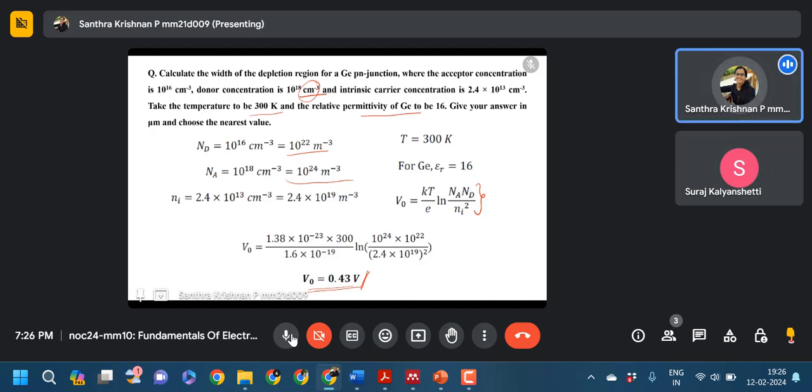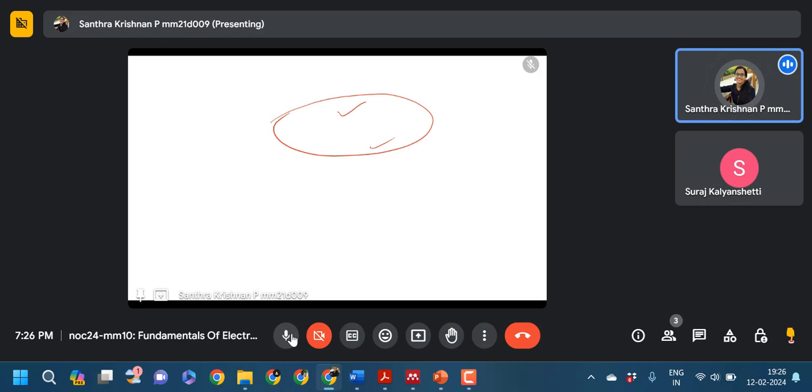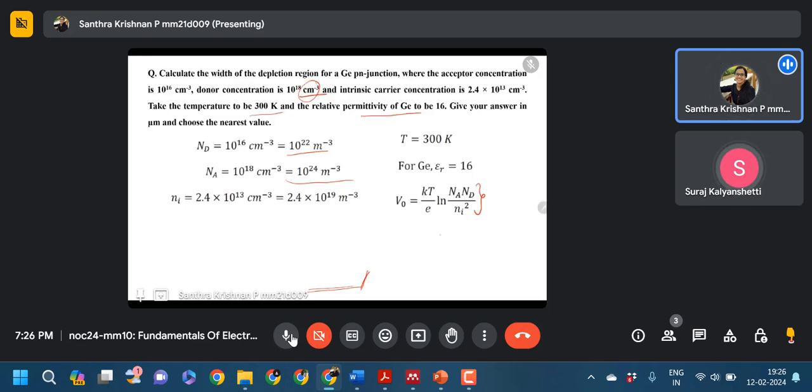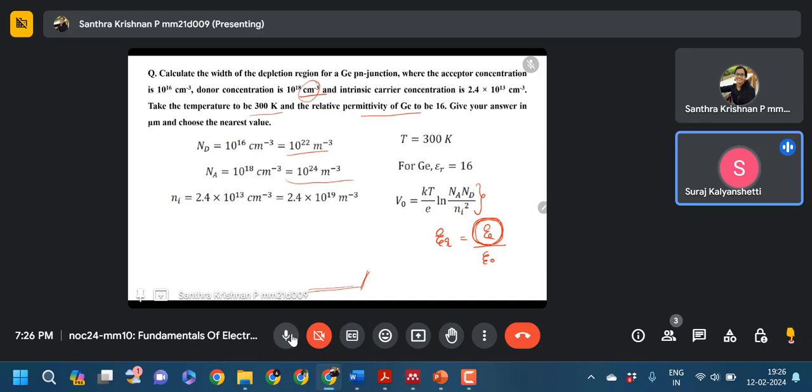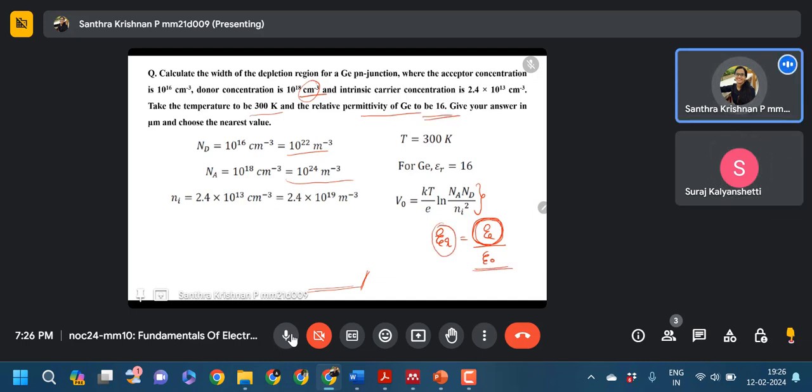One more thing, whatever is given to you is the relative permittivity, right? Relative permittivity is epsilon r. So absolute epsilon will be epsilon r times epsilon 0. Whatever you substitute in the width equation is this epsilon, the specific permittivity of that particular material. So you'll have to multiply your relative permittivity, that is your 16, with the permittivity of free space. Epsilon naught is a known constant. It will probably be given to you in the formula sheet. You can't use 16 directly. Got it.